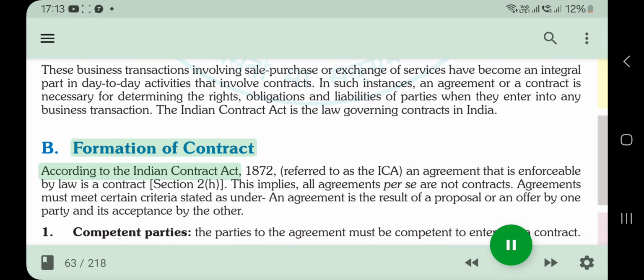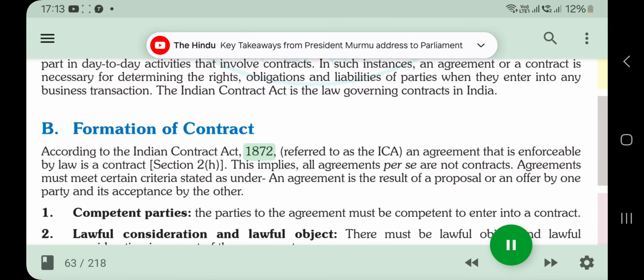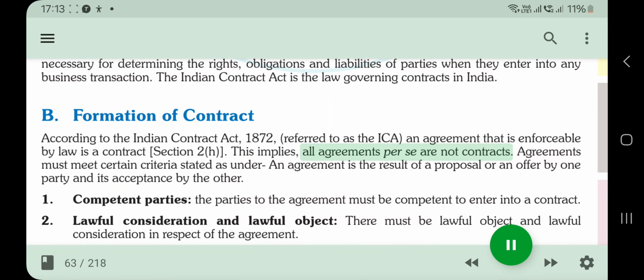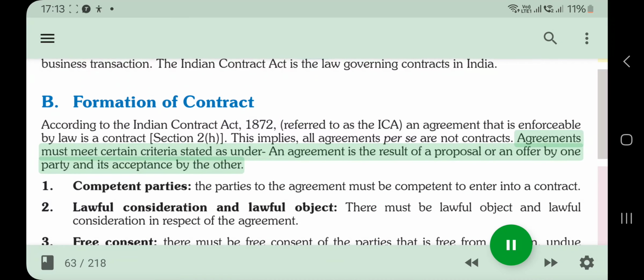B. Formation of contract. According to the Indian Contract Act, 1872, referred to as the ICA, an agreement that is enforceable by law is a contract, Section 2(h). This implies all agreements per se are not contracts. Agreements must meet certain criteria stated as under. An agreement is the result of a proposal or an offer by one party and its acceptance by the other.